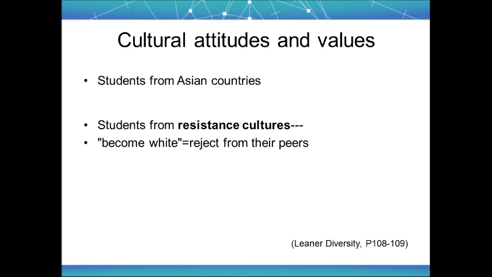To maintain their identity within their chosen group, members of resistance cultures reject attitudes and behaviors that lead to school success, such as doing homework, studying, and participating in class. To become a high achiever is to become white, and students who study, want to succeed, and become actively involved in school face rejection from their peers. This is the first challenge.